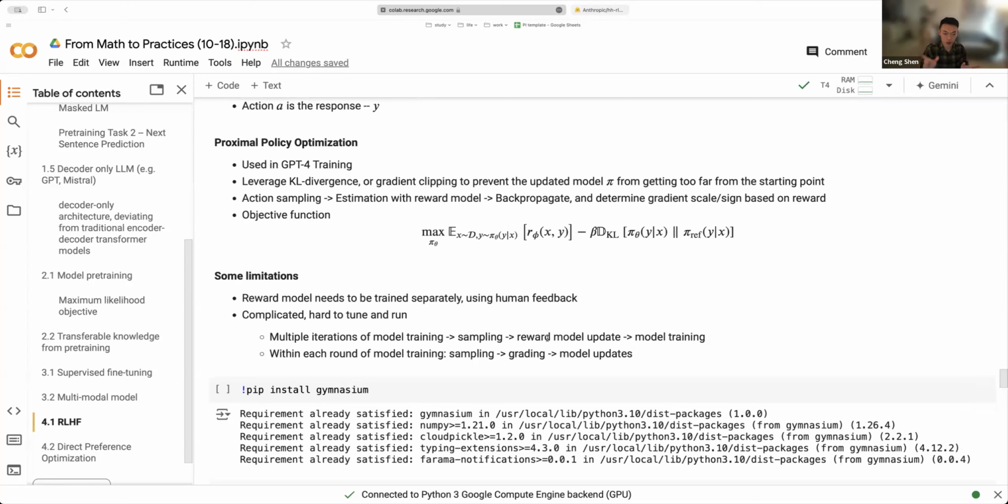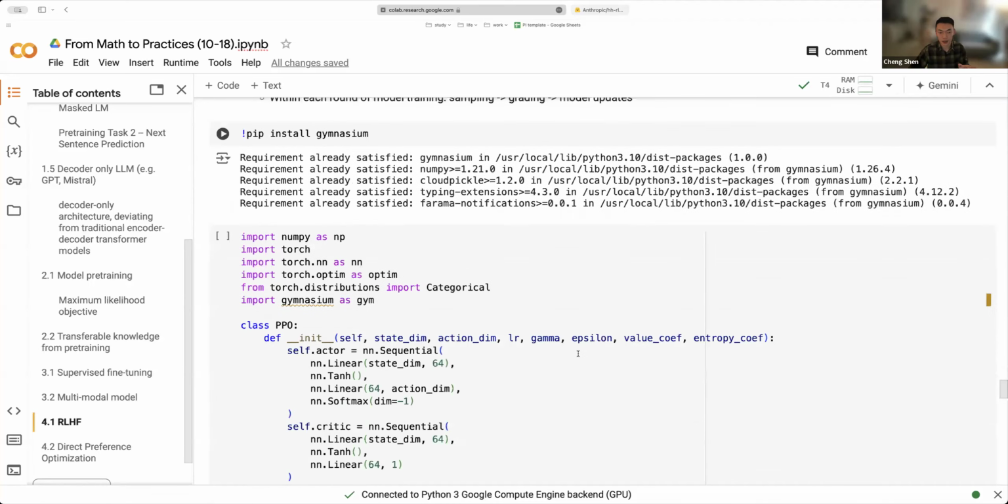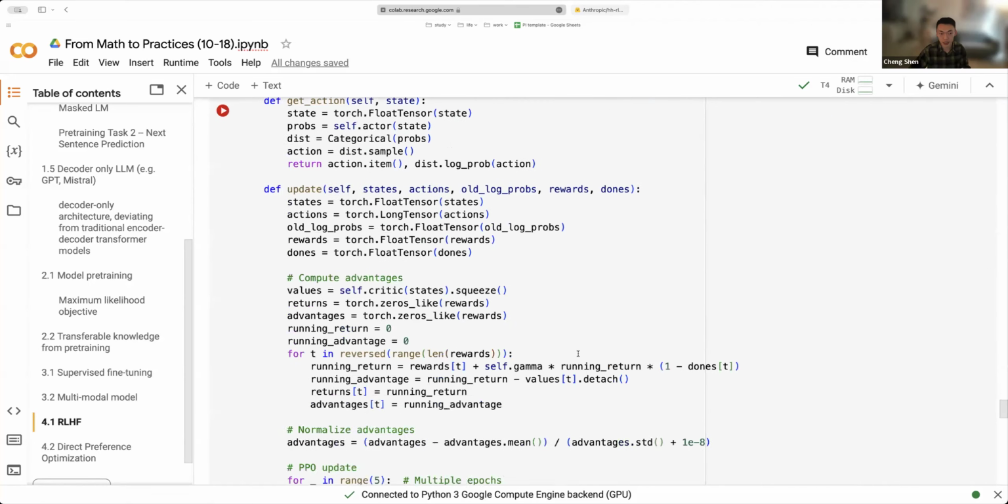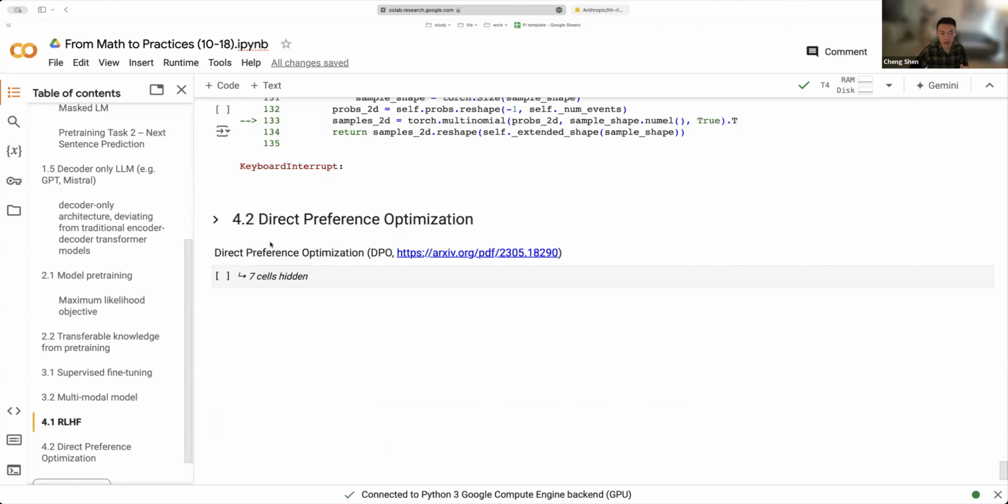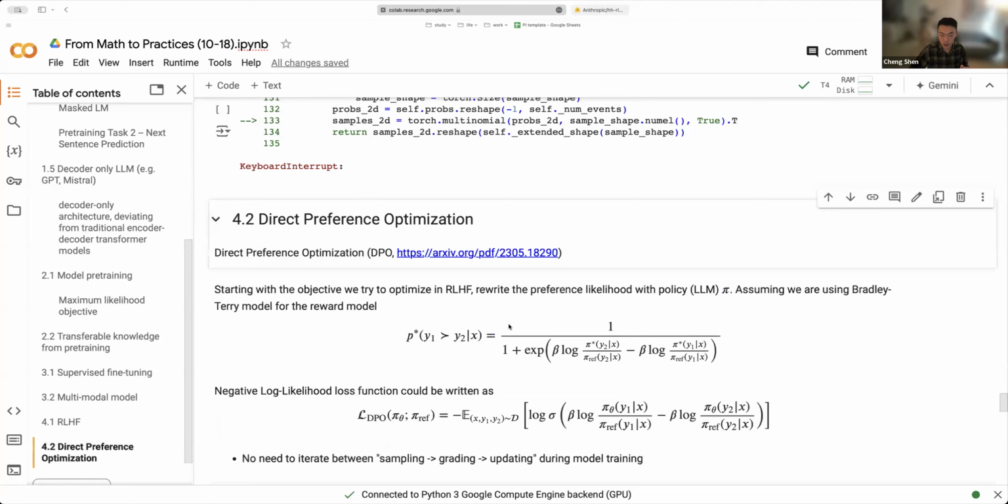For one thing, we have two models, the reward model and the policy model. The reward model has to be separately trained with human feedback, and if the policy model is updated too much, then the reward model might also need to be refreshed so that it can provide more informative responses. So this whole iterative process of sampling, grading, then model updates, sampling, grading, then model updates, is a little more complicated, and that's why a second algorithm called direct preference optimization was proposed.